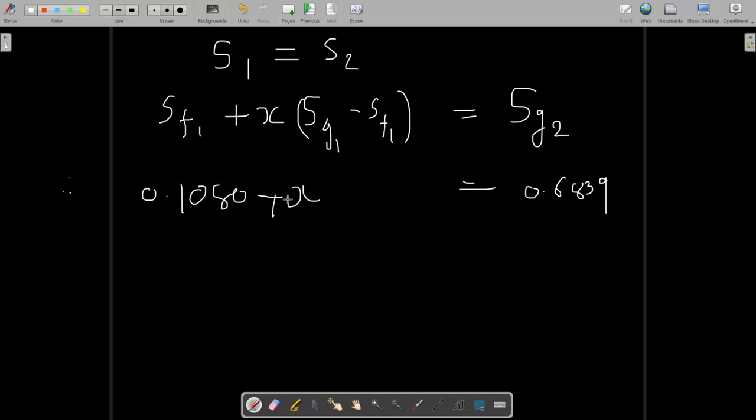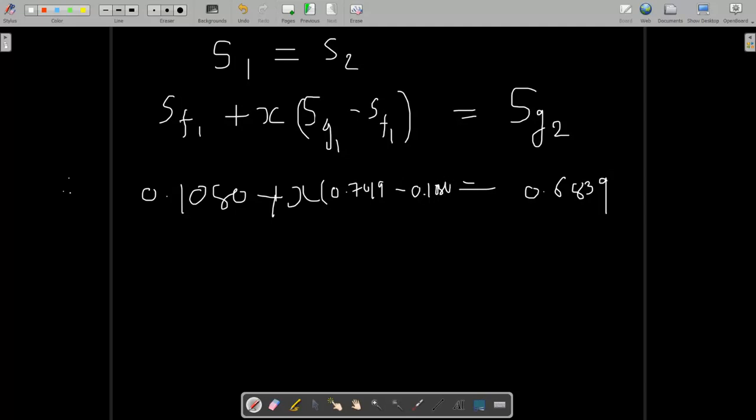We have to find the dryness fraction. What is the difference, the entropy of vaporization: the entropy of saturated vapor at minus 10 degrees Celsius is 0.7019 minus 0.1080.